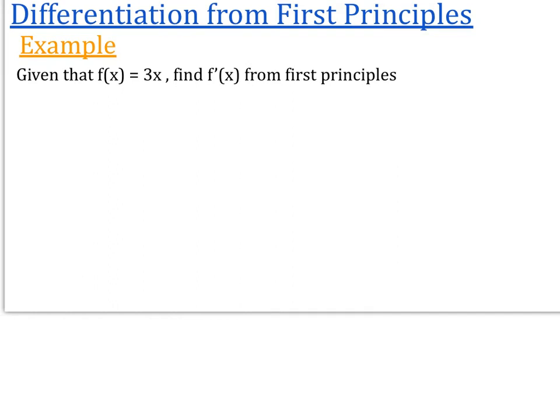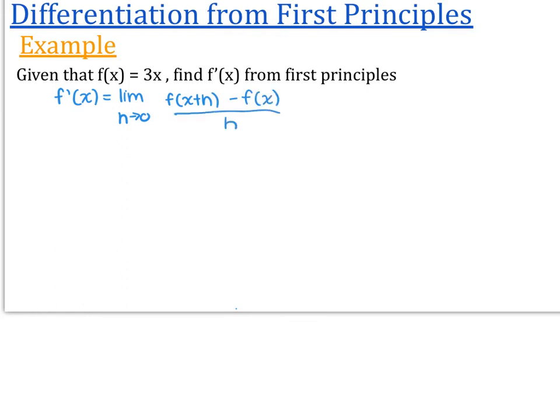All right, so our next example is the same idea. Given that f of x is 3x this time, find the derivative of f of x from first principles. So this time it's actually even a much nicer function. I'm going to start the same way I did before. I'm going to start by writing down my definition of the derivative, and that is the derivative of f of x is equal to the limit as h approaches 0 of f of x plus h minus f of x, all divided by h.